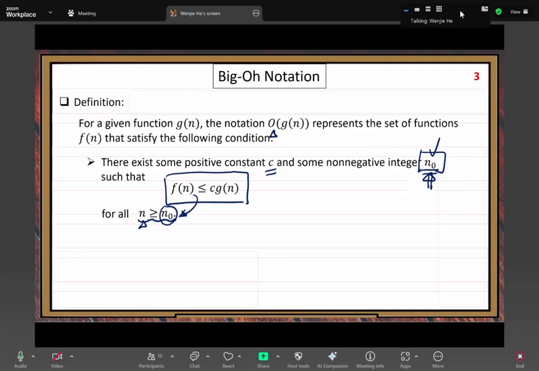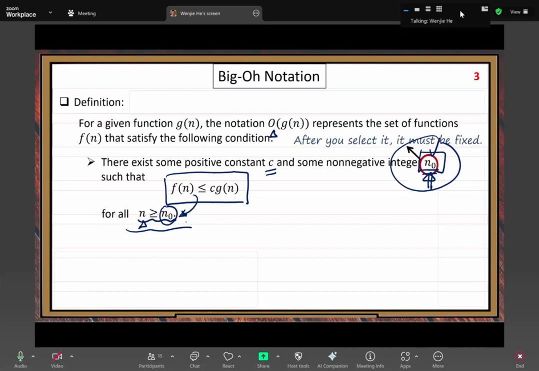Now, what's the meaning of sufficiently large? You can find some special integer. Then when n is greater than that special integer, your inequality holds.